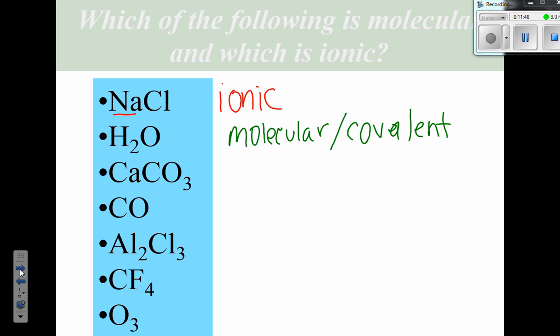Since calcium is a metal, what kind of bond is this? Ionic. All right. What about these next two? They're both nonmetals, so covalent. You nailed it. This is molecular or covalent.